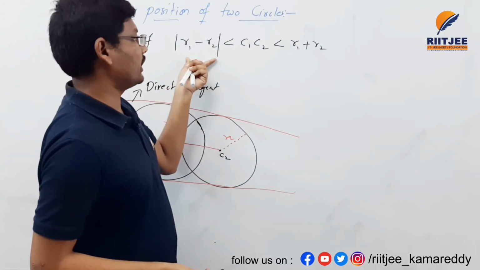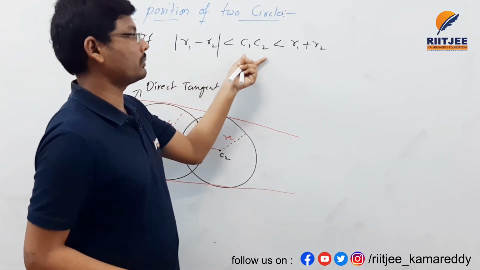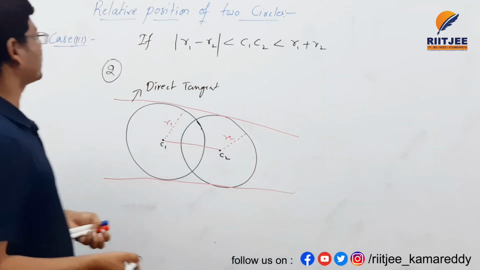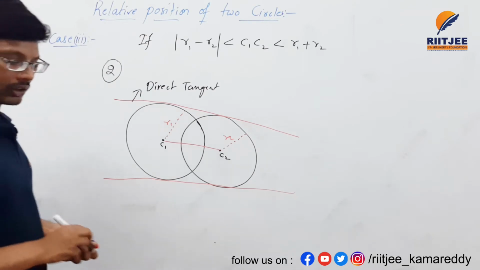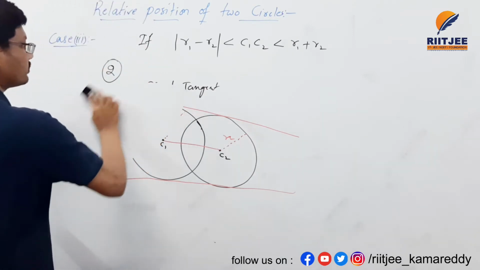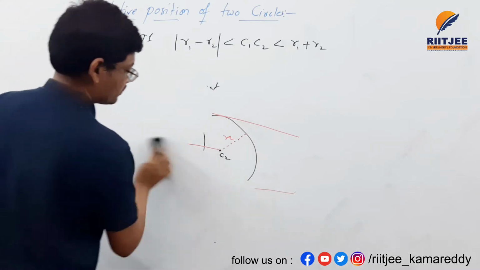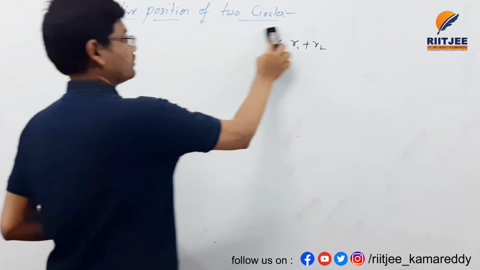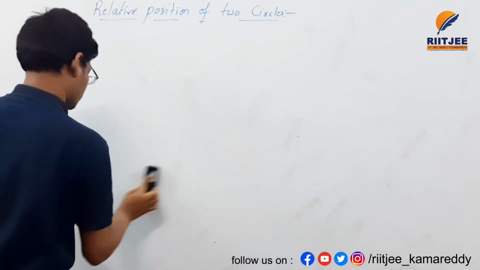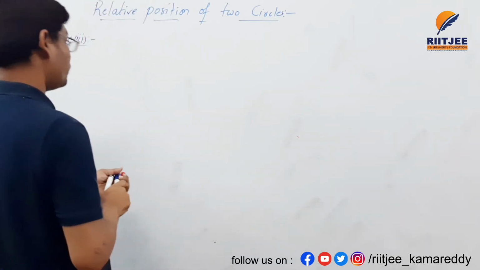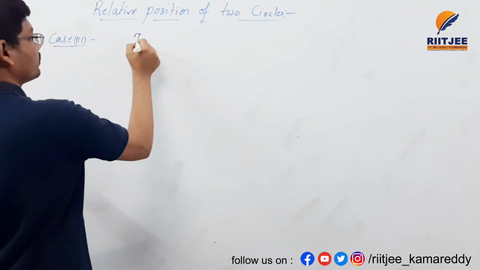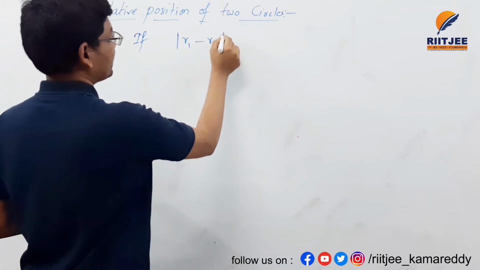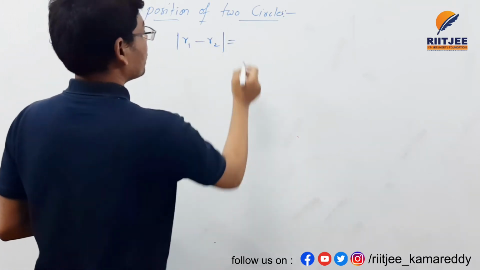Whenever the difference between two radii is less than the distance between two centers is less than the sum of two radii, this is all about case number 3. And the next case is, if modulus of R1 minus R2 is equal to C1 C2.